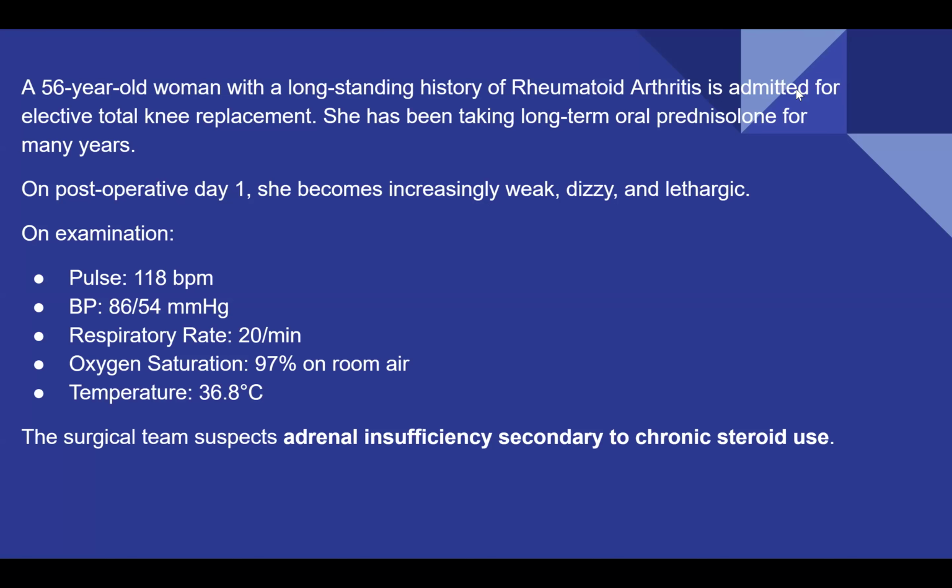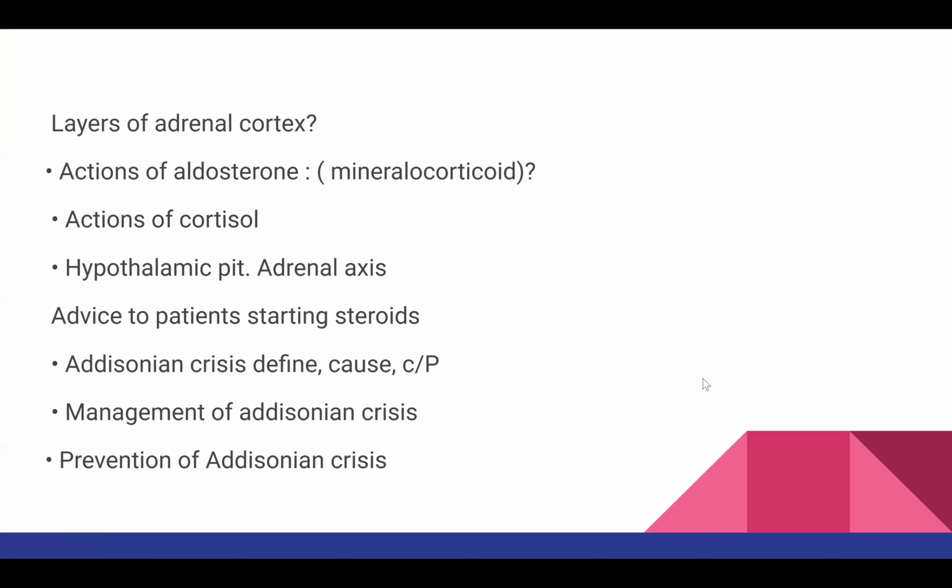Yes, sir. Okay, so can you tell me what are the layers of adrenal cortex? There are three layers for the adrenal cortex. It is a zona glomerulosa, zona fasciculata, and zona reticularis. Okay, so can you tell me about the actions of aldosterone? The aldosterone increases the sodium reabsorption, decreases the potassium absorption, and it also maintains the fluid balance. It also maintains the acid-base balance.